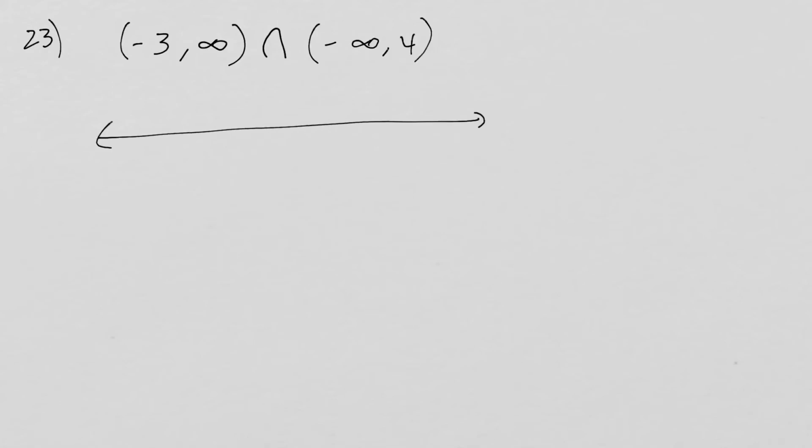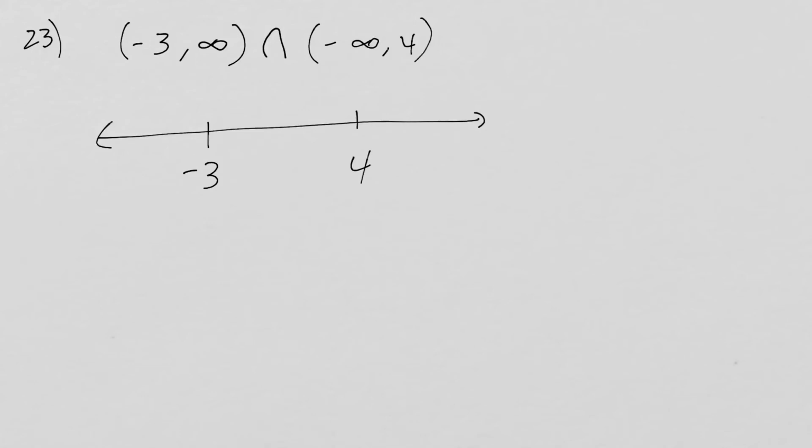Okay, number 23, we have negative 3 to infinity intersecting with negative infinity to 4. So I'm going to draw a quick graph. I'll just sketch something to help me here. I'll put negative 3 and 4 on the graph in order.